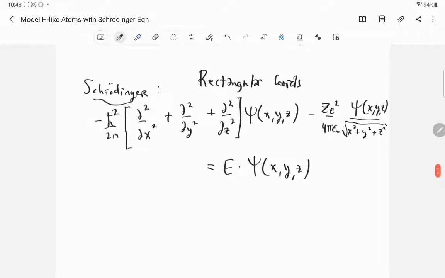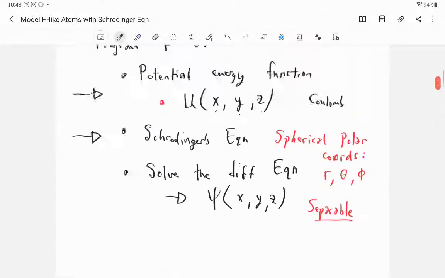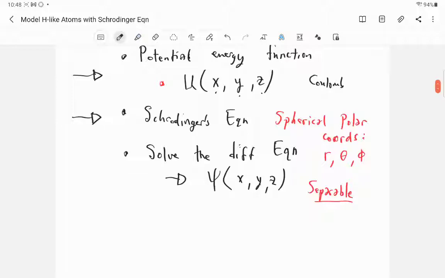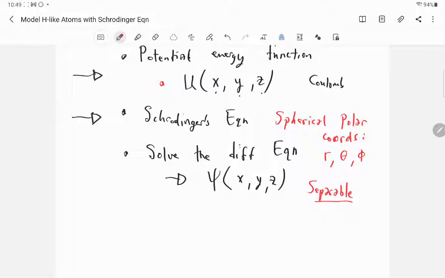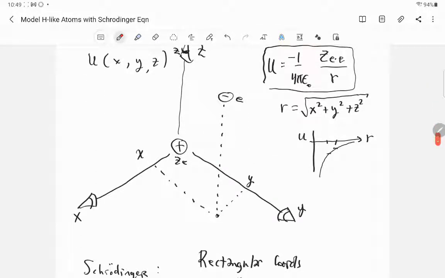So I told you earlier that it actually makes more sense, because the problem becomes a separable differential equation, or a separable math problem, which is simpler to solve if you understand your problem in terms of spherical polar coordinates. So let me show you the spherical polar coordinates on this diagram here. There is a spherical polar coordinate called r, which is simply the distance out to the location x, y, z from the origin.